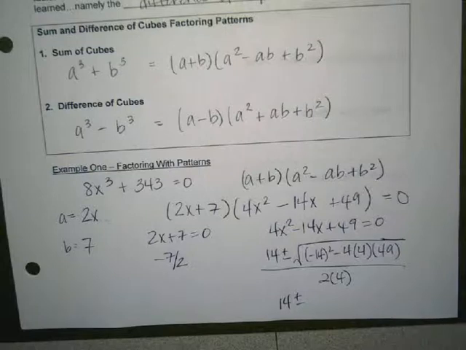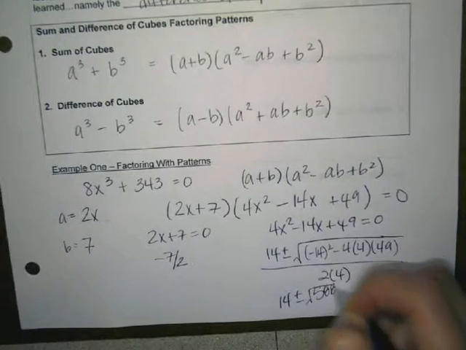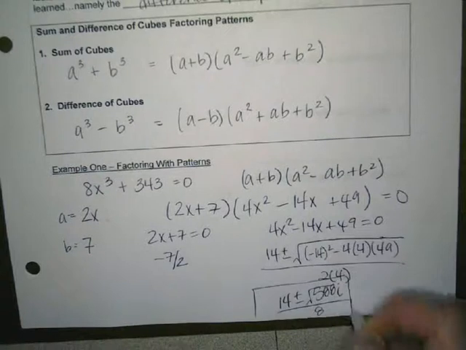Do I have three? Anybody simplify underneath the radical yet? Close. What did you say? -588. 588? Yep. Okay. Which means if it's -588 underneath the radical, I have a what? An imaginary. So I'd have the square root of 588 i over 8. And for this, you can just leave it like that.